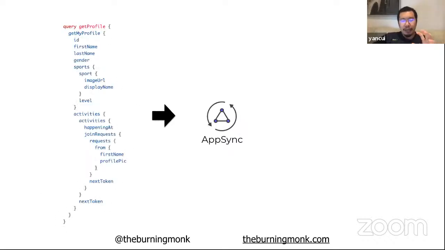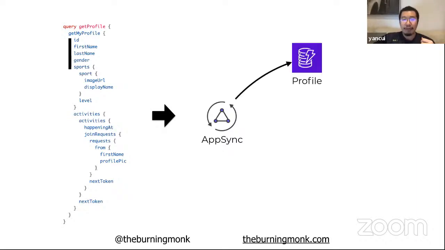As an example, if I've logged into the application as a logged-in user, I want to fetch my profile from the app. In this particular query, I'm able to fetch everything I need, including my profile ID, my first name, last name, gender, and the sports I'm interested in. All of this is then mapped to a request to the profile table in DynamoDB. So AppSync is going to fetch my profile using the authenticated user ID that Cognito has given to the AppSync resolver.